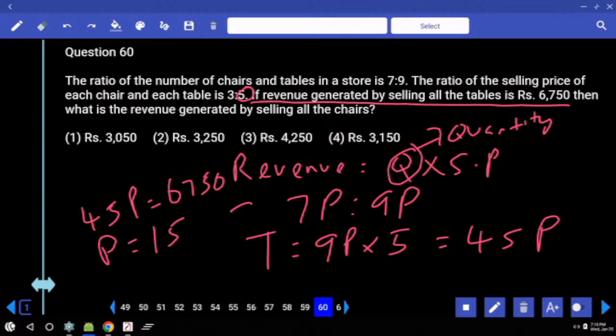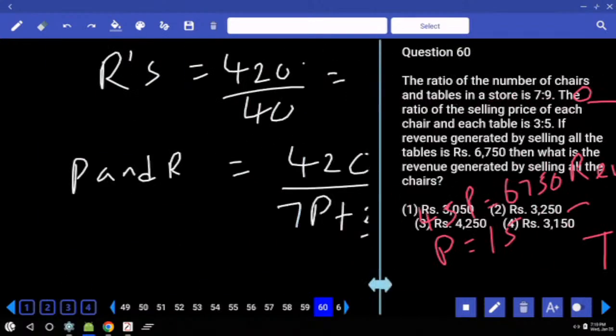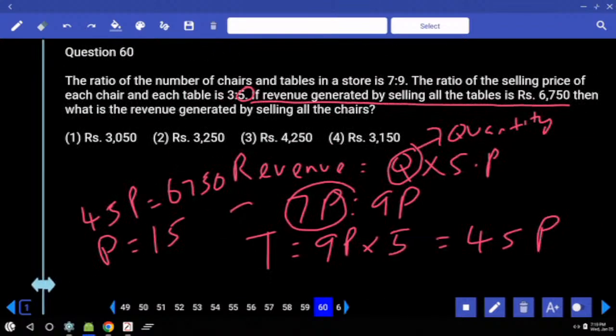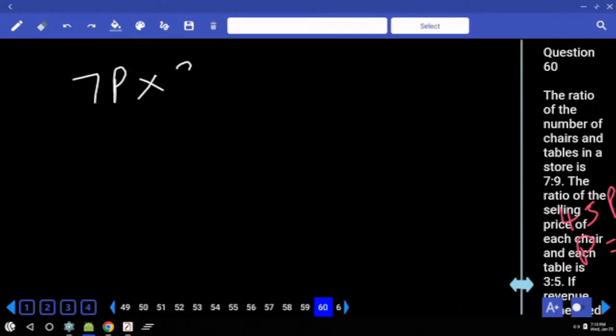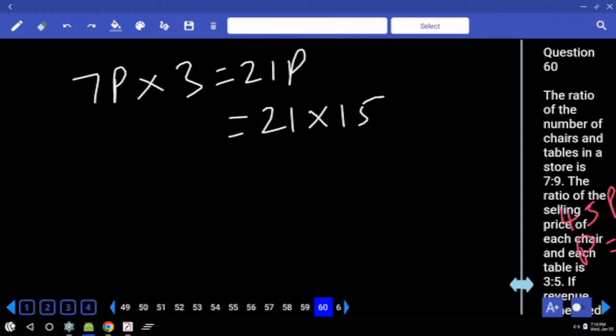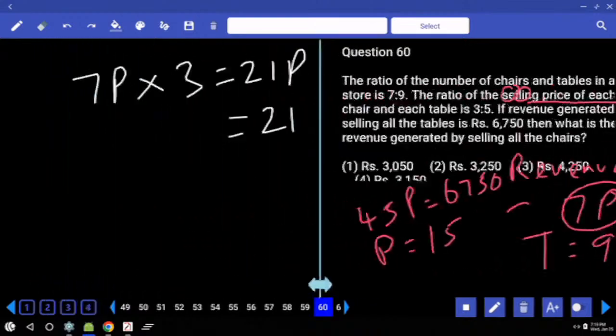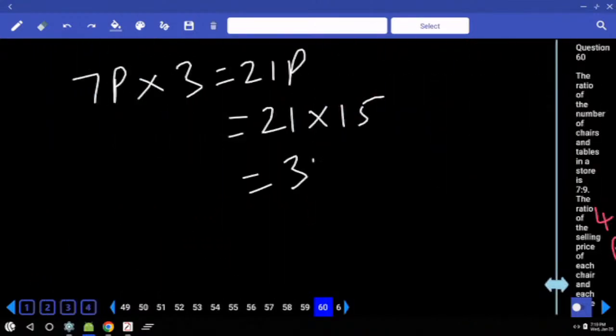In the same way, what is the revenue generated by selling chairs? Now, what are the chairs we have got? 7 parts. 7 parts into what is the price of each chair? 3. And 7 parts into 3 is what? 21. Now, each part is 15, so 21 into 15, the answer would be coming around. Check the options, all are similar. So calculate it. 3150, because 210 and another 105 added gives 315. That's it. Is it clear? This is the way we will go by this question.